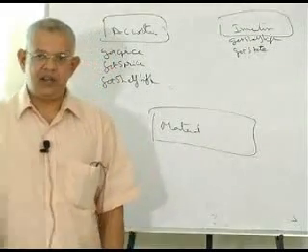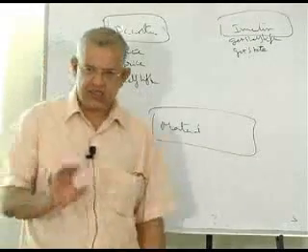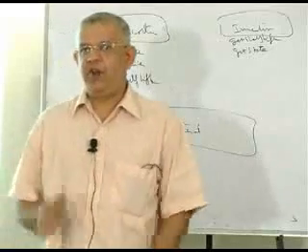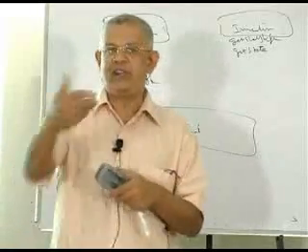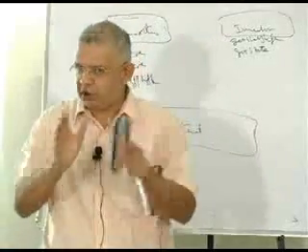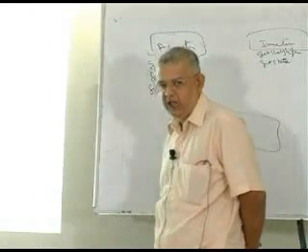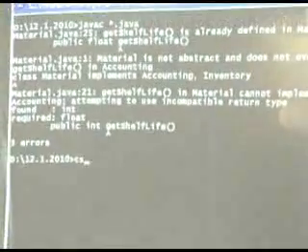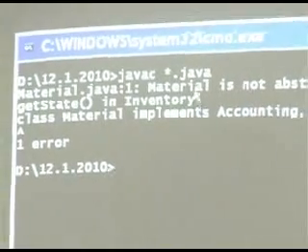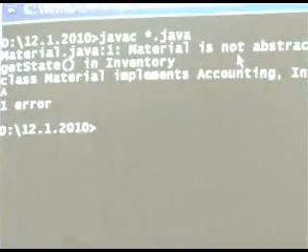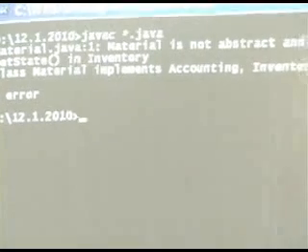Now the Java compiler does not spare the material class. He says, Mr. Material class, you have violated your contract, so you can call yourself abstract if you want, but since you have not called yourself abstract, I will not allow you to compile. So we are going to get a compilation error for material class again. Again we are compiling all of them. Yeah. So it's giving a very simple error. He's saying material is not abstract and does not override get state in inventory.